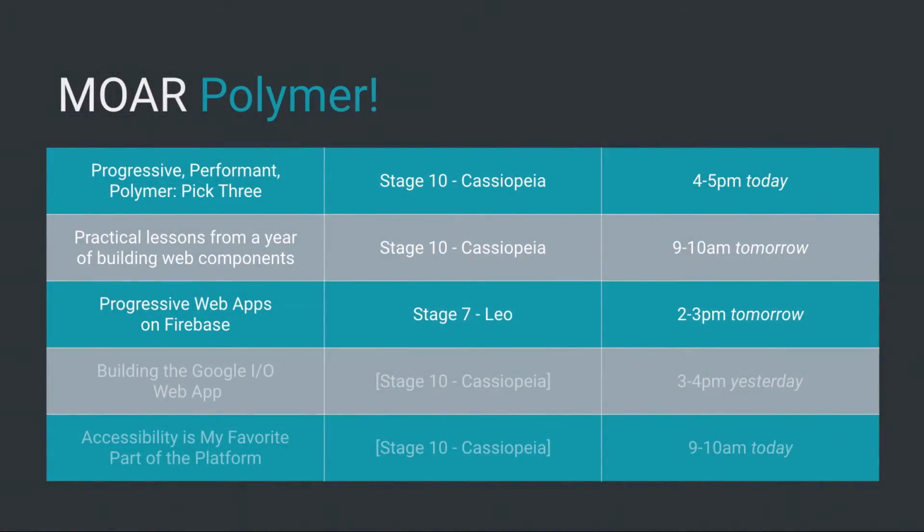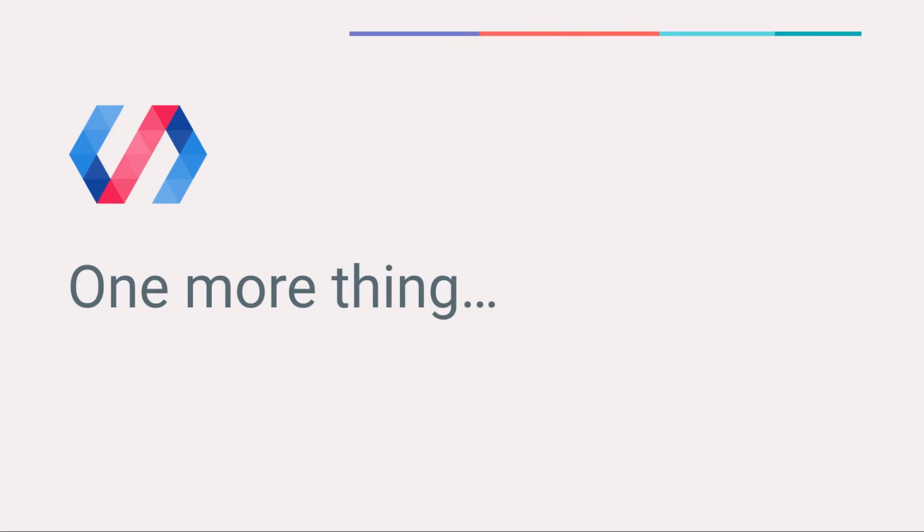So if you'd like to learn more about Polymer or web components or the purple pattern, there are tons more talks here at Google I/O about exactly this. Progressive Performant Polymer is right after this one, and there's two more tomorrow. And if you have a time machine or a YouTube, you can check out the talks that have already happened earlier. So I'm really excited by this. I hope you are too.